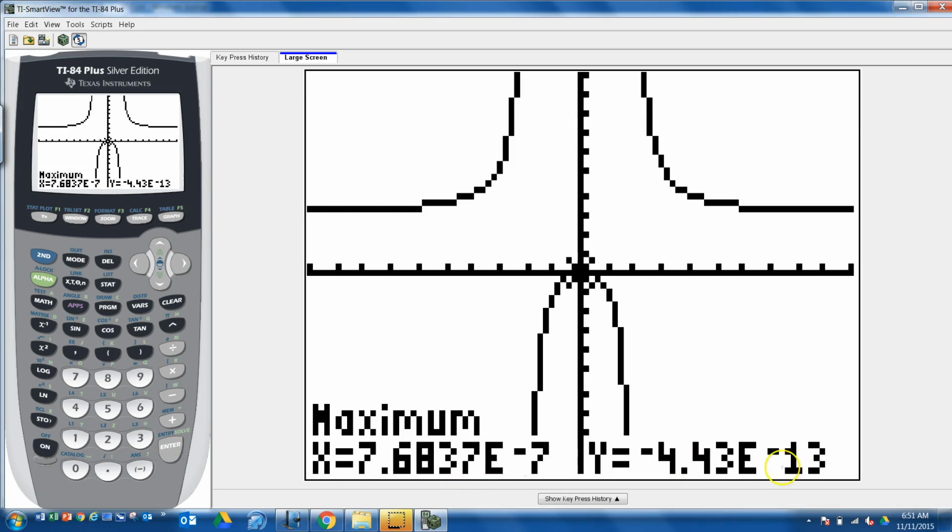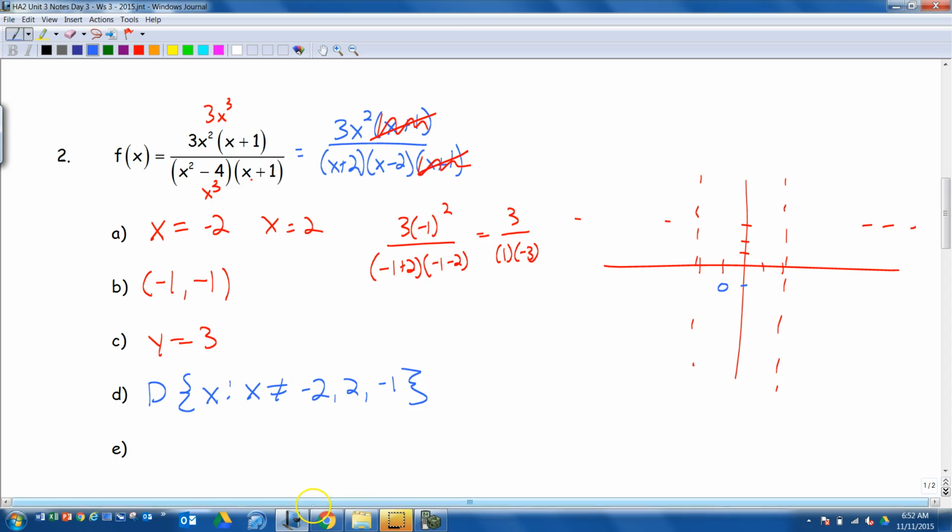And remember, that is calculator speak for 0, 0. E to the -7th and e to the -13th are 0.0000. So those are both 0, 0. Okay, so I'm going to graph this now on my paper.